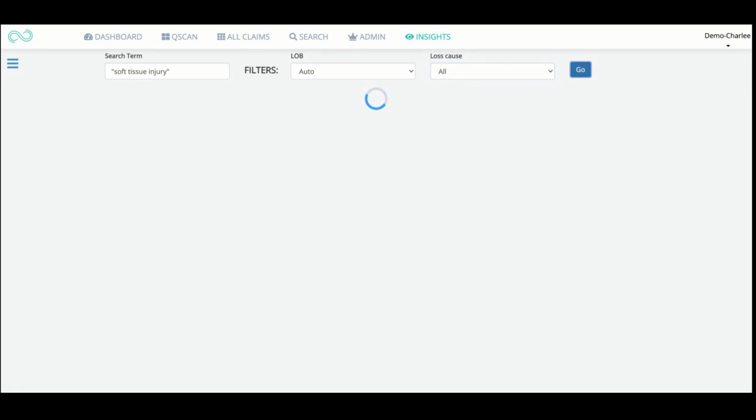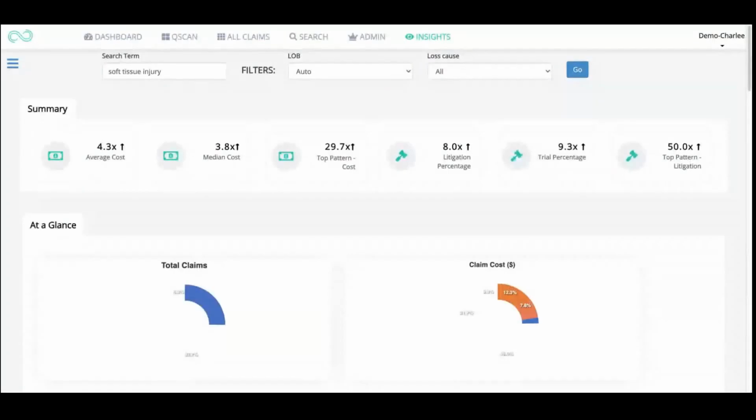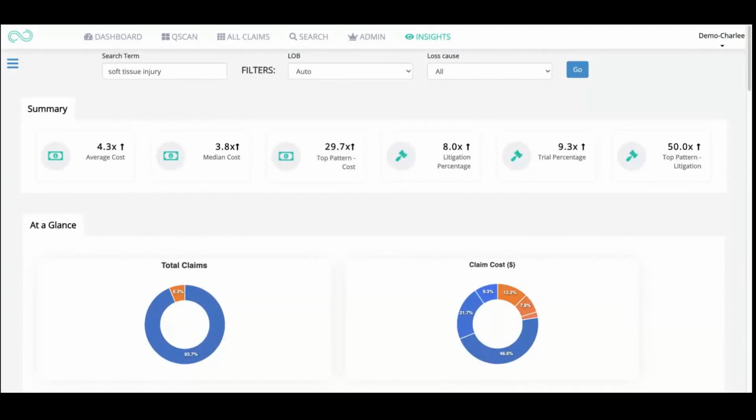And what Charlee does is it will go through all the different claim files, do the search, collate all the information together, and come up with certain metrics and build up a dashboard. So right here, what you see is the average cost of a soft tissue injury claim with an auto is about 4 times that of a non-soft tissue injury claim. And you can see right here, if you mouse over, the soft tissue injury claim on average in this data costs $9,000, and a non-soft tissue injury claim costs $2,000.